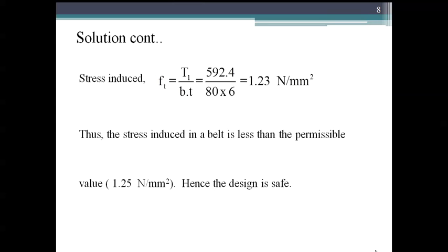Thus the induced stress in the belt is lesser than the permissible value. Using the given data we got the permissible stress as 1.25 Newton per mm square. Here the stress induced is 1.23 Newton per mm square, which is lesser than the permissible value. So that's why the design is safe. Hence the design is safe.